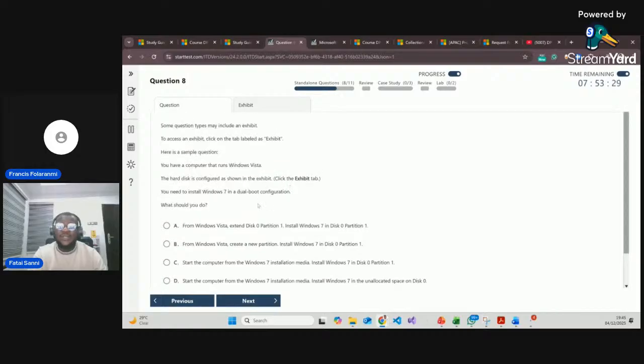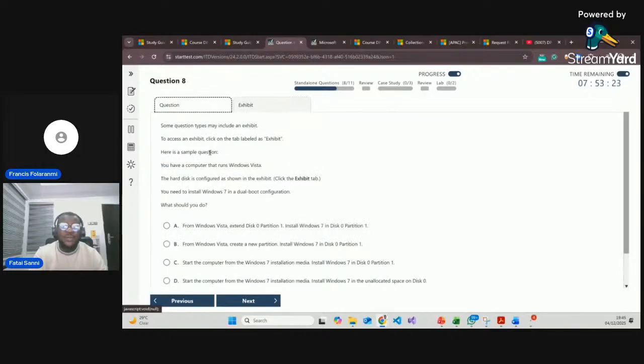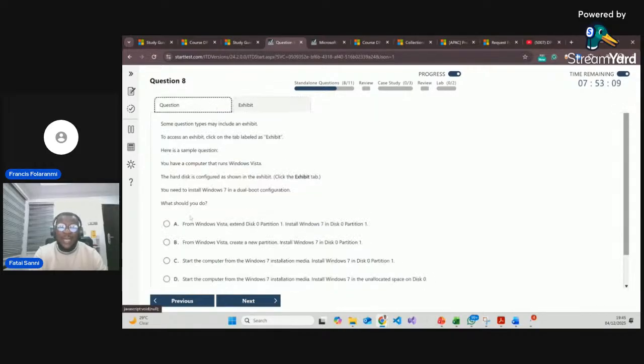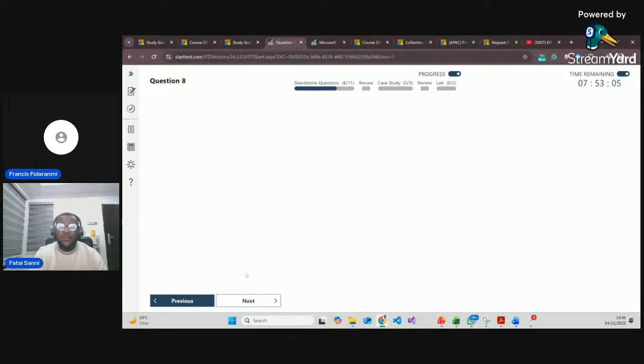So question, there are also questions that have exhibits. You can get an exhibit screen like this, and Microsoft is going to ask you questions relating to the exhibit tab. For example: how this is configured as shown in the exhibit tab. You need to install Windows 7 in a dual boot. What should you do? You get to consult the exhibit tab, review it thoroughly, and once you have your answer, you select your choice and move on.